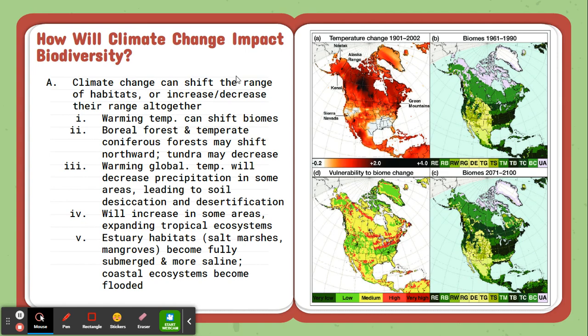We're also going to see an expanding of tropical and subtropical areas, and most likely no longer having estuary habitats. If we know sea levels are going to rise, those edge habitats where freshwater and saltwater mix are most likely going to be fully submerged and become more saline, more saltwater. So we're going to most likely see lots of those habitats practically disappear as climate change continues to shift habitats.